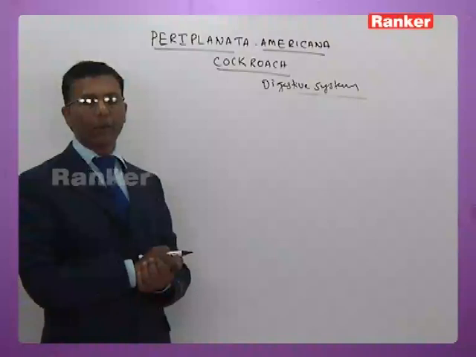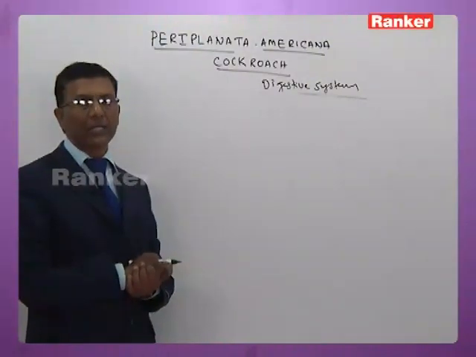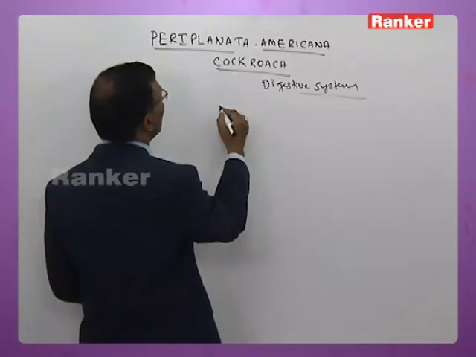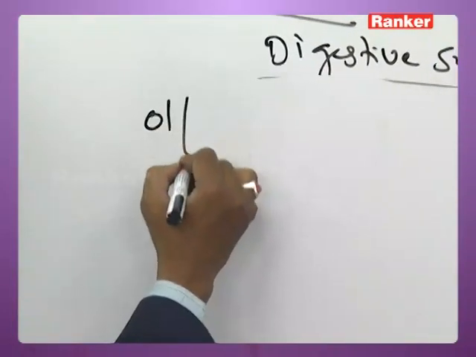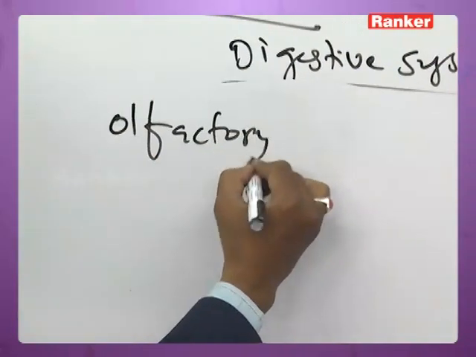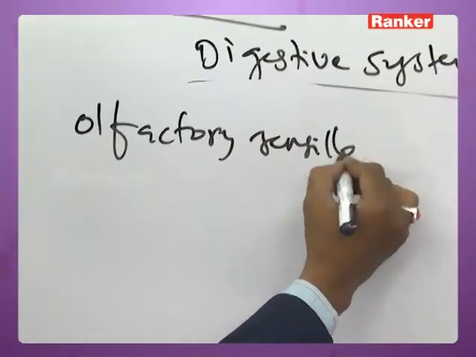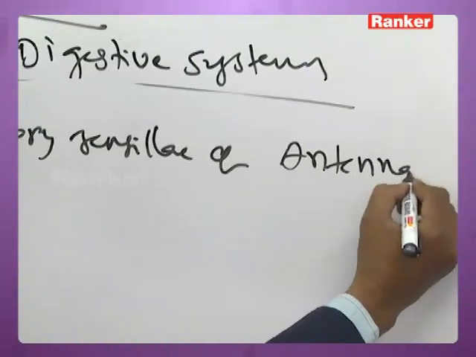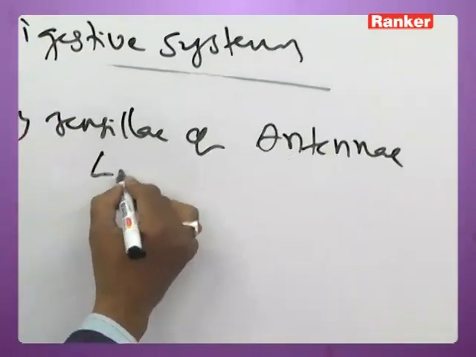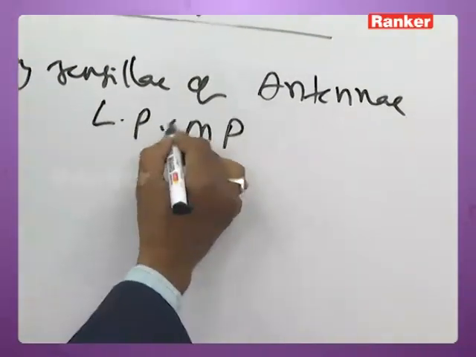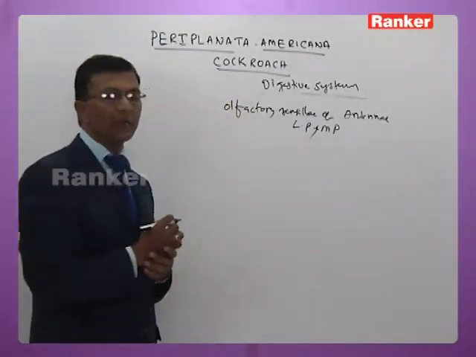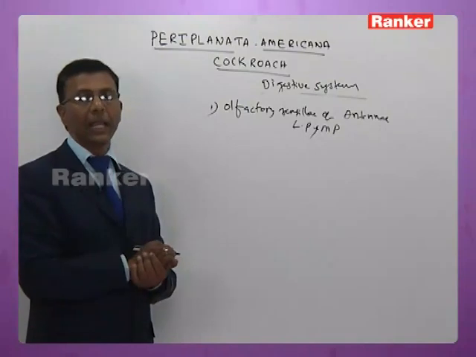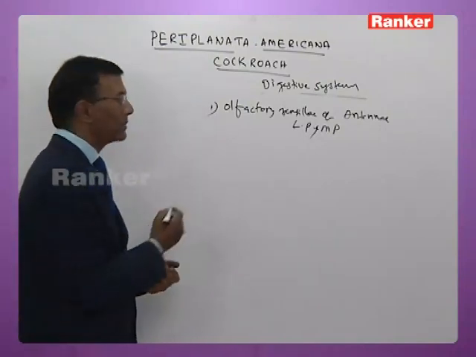Now we shall talk about a few points with regard to mechanism of digestion and physiology of digestion. Cockroach detects food with the help of olfactory sensillae of antennae, labial palps and maxillary palps.